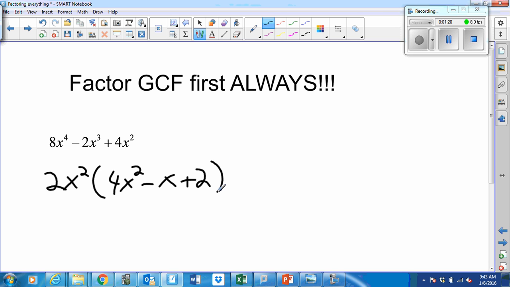And that, I believe, is all that you can do to this polynomial. But from here, if you could do more, you would check and see if you could factor that trinomial. This one won't. But you should always check for that. And you can also check your answer by saying, is 2x squared times 4x squared 8x to the fourth? Yes. Is 2x squared times negative x negative 2x cubed? Yes. And is 2x squared times 2 plus 4x squared? And it is. So we haven't changed the value of that polynomial at all by pulling out the greatest common factor.